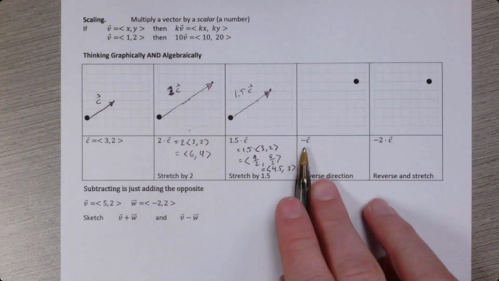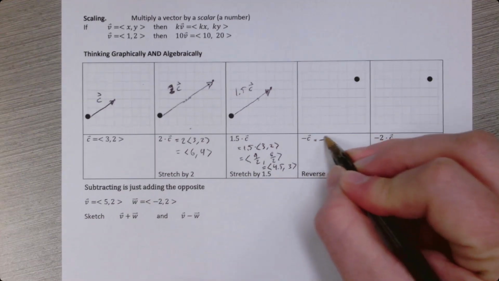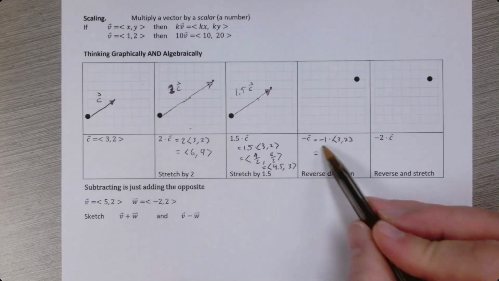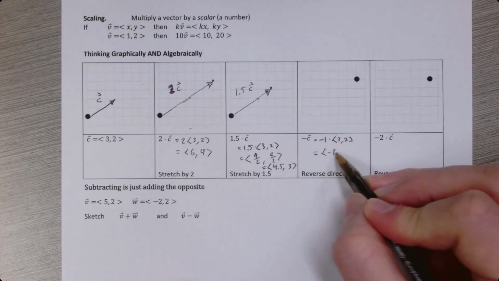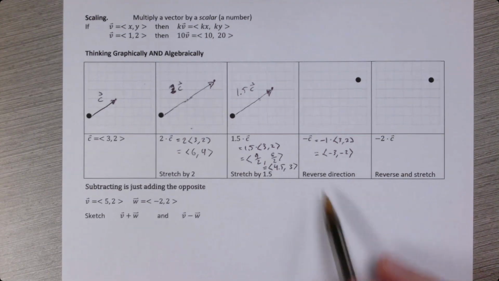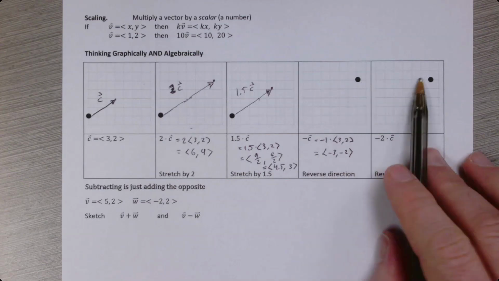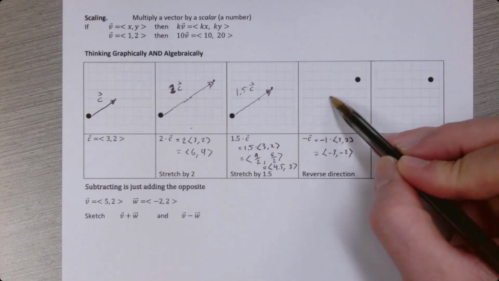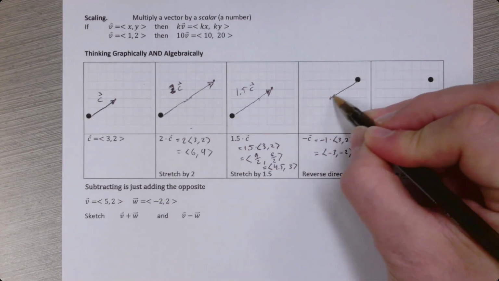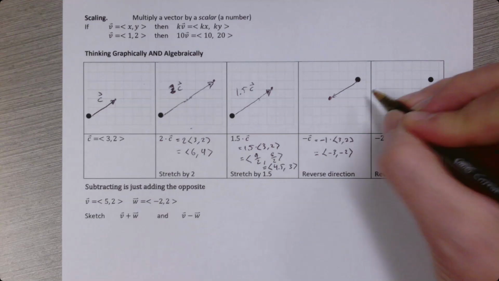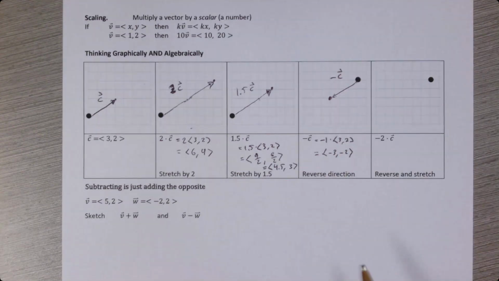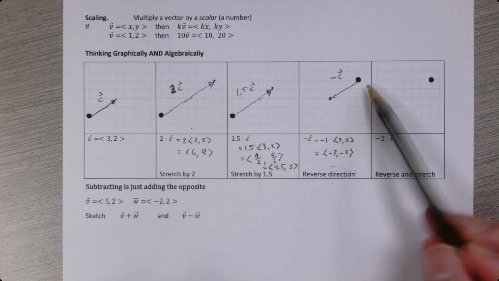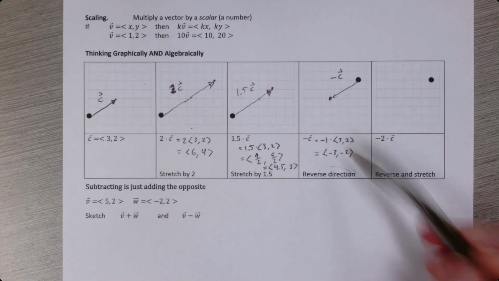Okay, what about negative c? Well, that's the same thing as saying negative 1 times c. So what that does is reverse both the x and the y. So what does the vector look like if you reverse the x and the y? Instead of going right by 3, now you're going left by 3. Instead of going up by 2, now you're going down by 2. So it looks like this. So this would be negative c. A great way to think about negative c is it just reverses the direction of your vector. It's still the same length. It's just that instead of pointed this way, now it's pointed the opposite way.